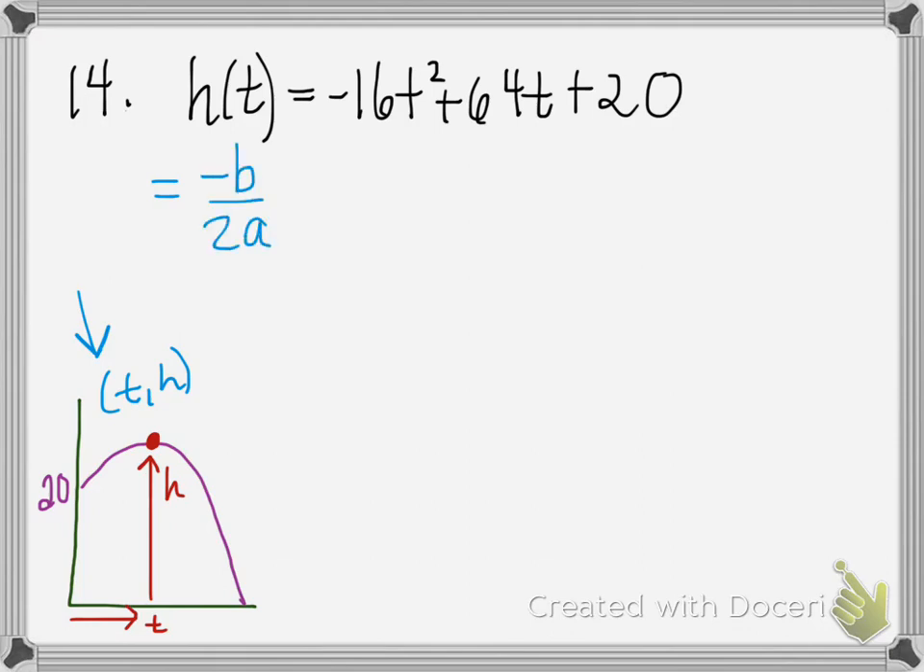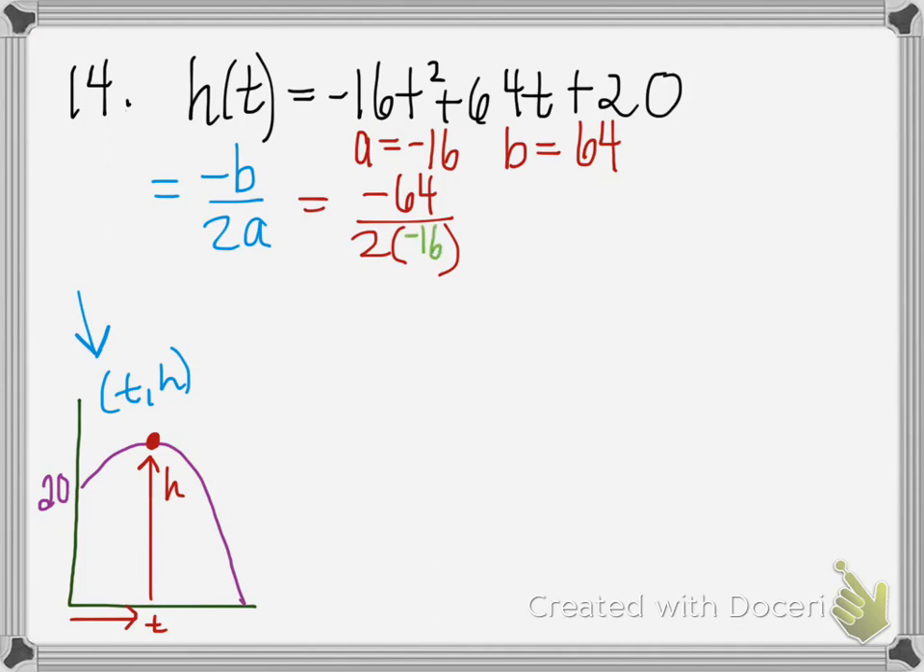So if I look at my equation, let's identify a and b. I know a is the number in front of the first term, or the term with the variable squared. Usually it's an x squared, but in this case it's a t squared because of the scenario. So a is negative 16. B is always the number in front of the variable to the first power, usually just an x, but in this case again it's a t, so that would be 64. So if I plug that in, the opposite of b would be negative 64, and that's all over 2 times a, and I'm plugging in negative 16 for a.